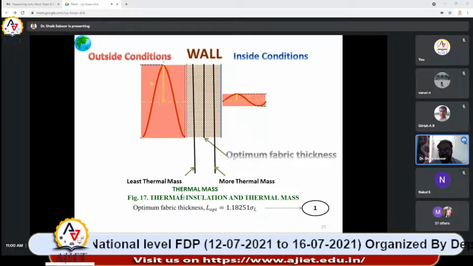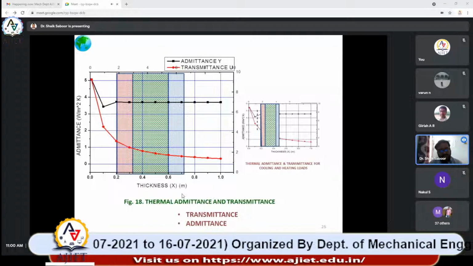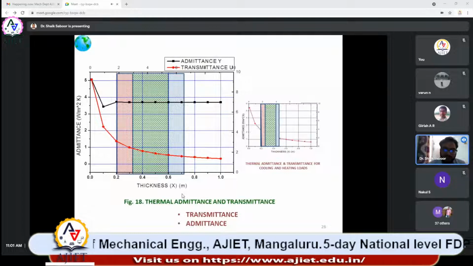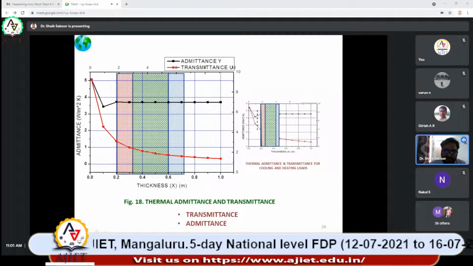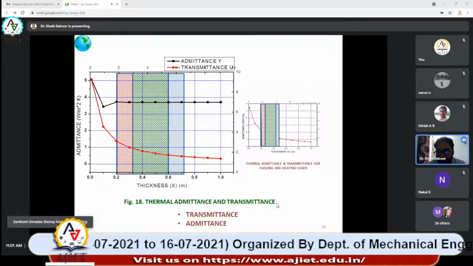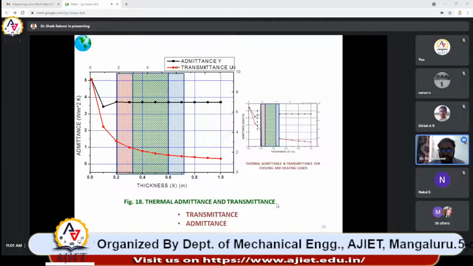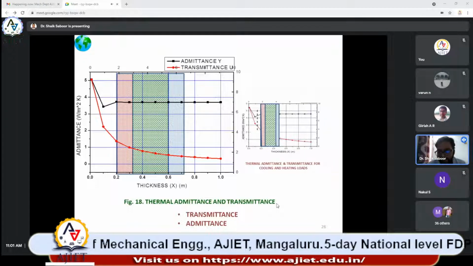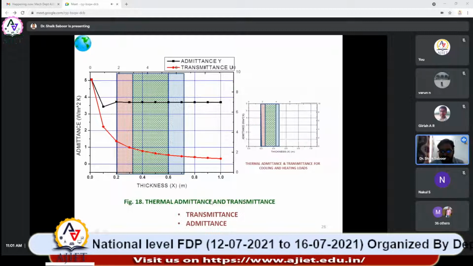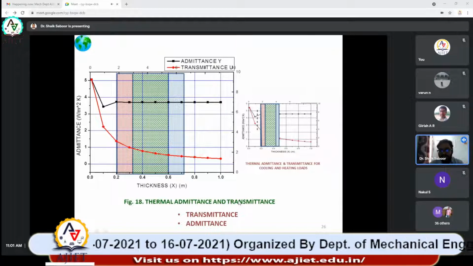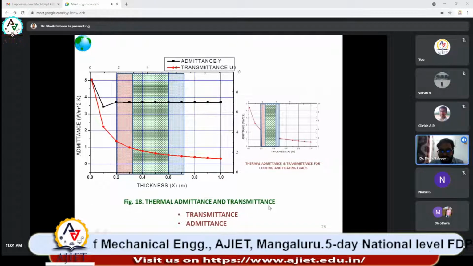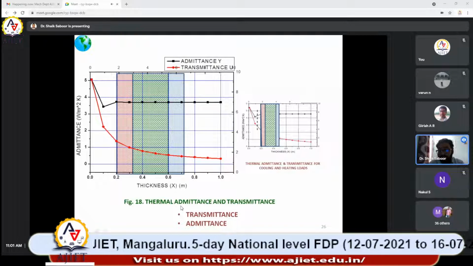Okay, so this aspect is very, very important. This thermal mass and thermal insulation can be defined by two parameters: thermal admittance and thermal transmittance. Thermal transmittance should be as low as possible, and thermal admittance should be as high as possible. Thermal transmittance and thermal admittance talk about the combination of thermal mass and thermal insulation of any building material.